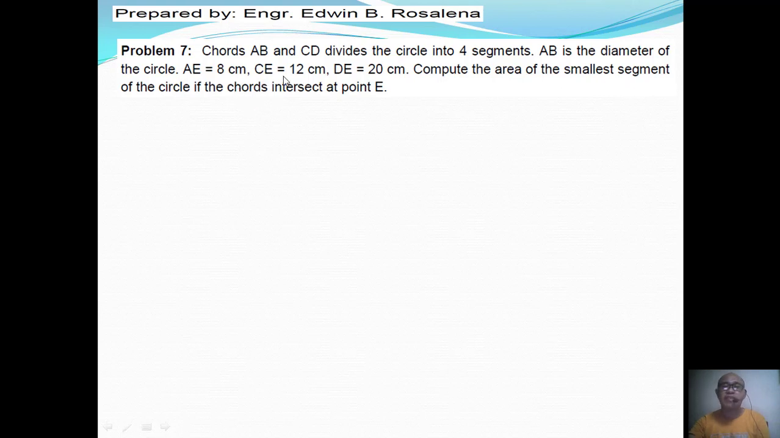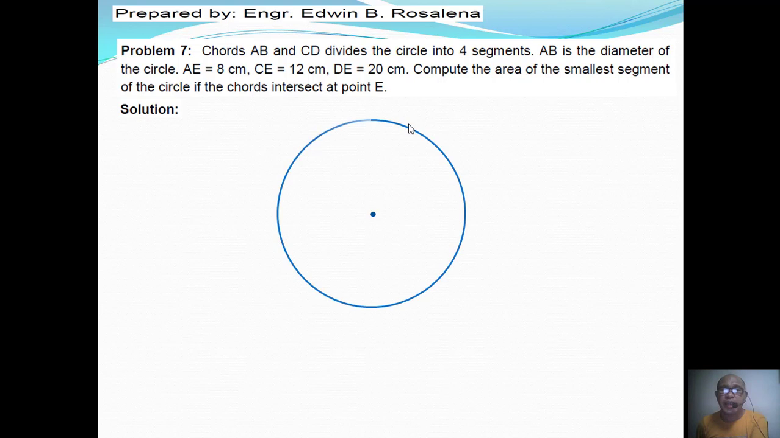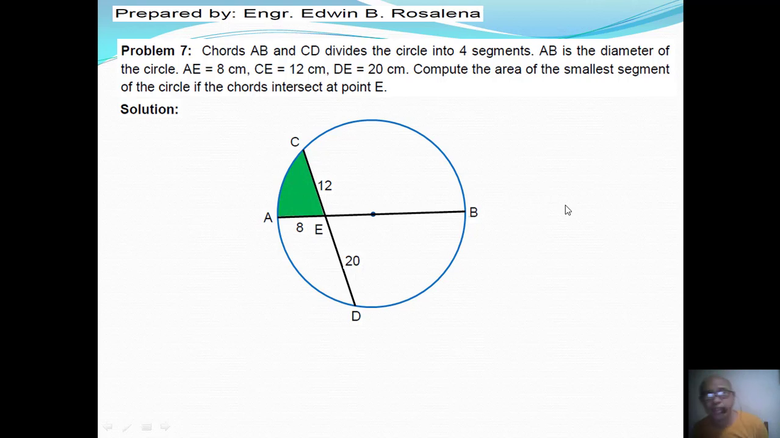Then we are given here the distances. So we will draw so that we can view the distances. Okay. Circle. I have diameter AB. Then I have chord CD. Then they intersect at E. Okay? May distances. AE is 8. CE is 12. DE is 20. Question, compute the area of the smallest segment. This part here. Okay, compute the smallest area.